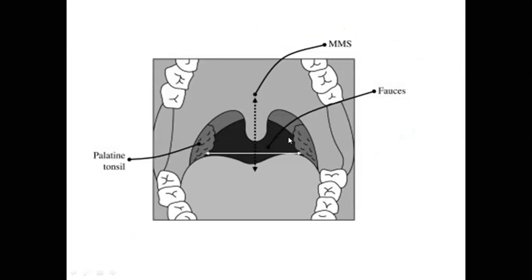These are the palatine tonsils, and this is the arch where you can see the first arch and the second arch. This is the anterior one and this is the posterior one. Sorry, this one is the posterior one and this one is the anterior one. This is clearly visible for you.